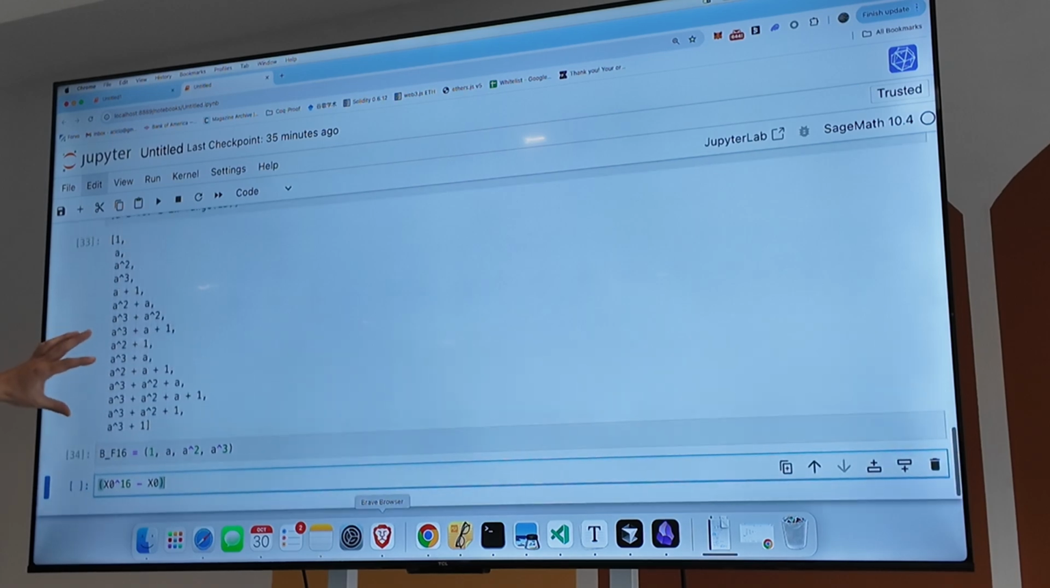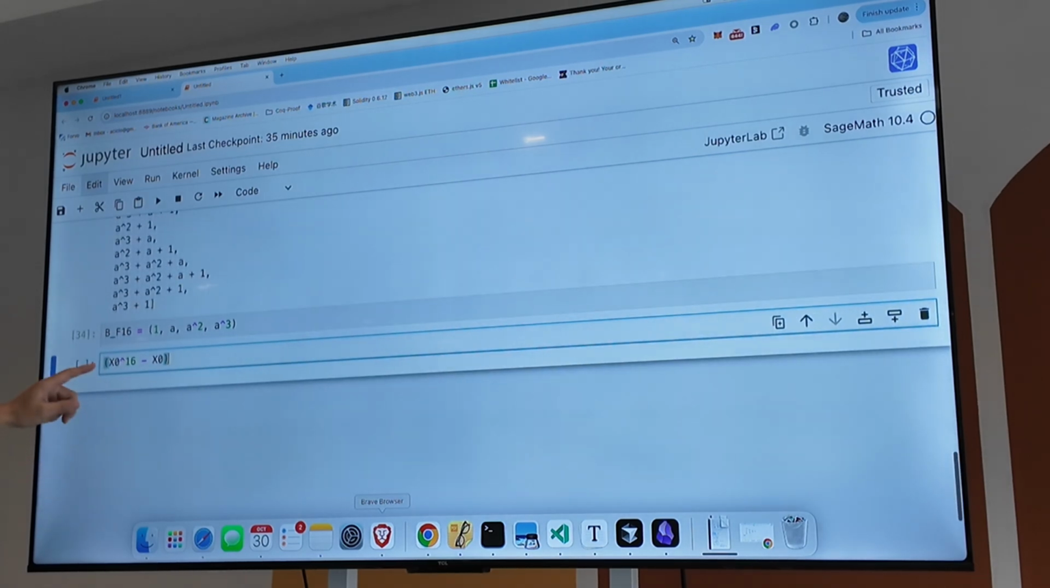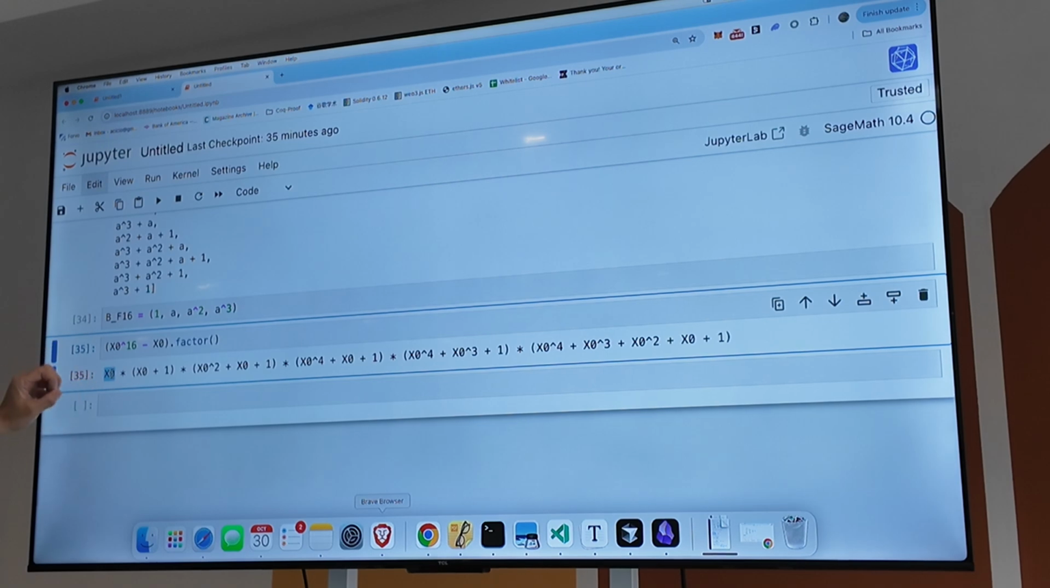So all the elements of F16 actually are roots of this polynomial. The polynomial is like x^16 minus x. So we can factorize this polynomial. We can have a bunch of polynomials. Here we have x. x represents 0, because x as a single polynomial, the only root of x is 0, right? How about this one? x plus 1, the only root of x plus 1 is 1, right?